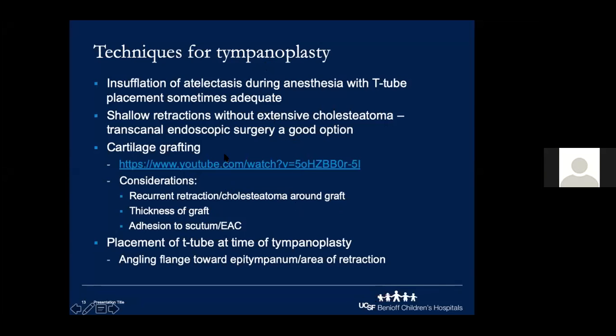Excuse me, Lia. Yes. What would you use as graft in children if you don't really like cartilage?